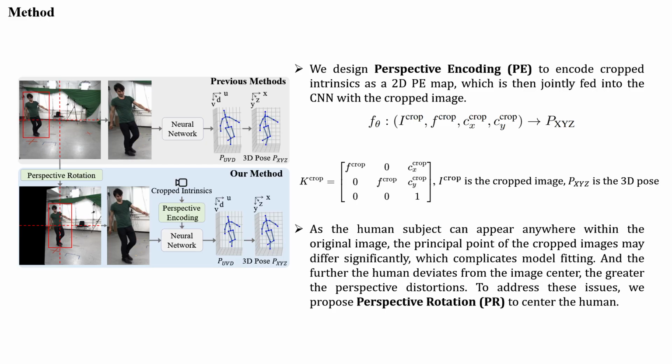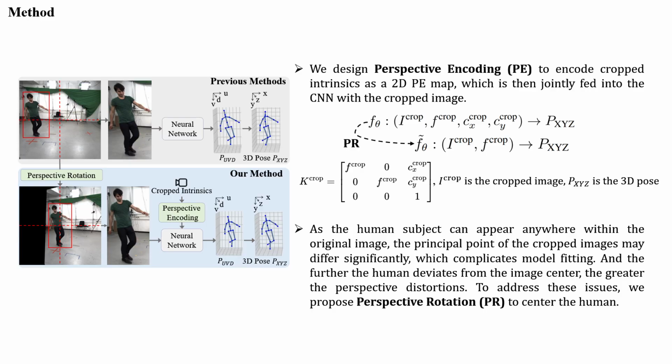However, considering that the human subject can appear anywhere within the original image, the principal point of the cropped image may vary a lot. This makes the model hard to fit. On the other hand, the further the human is from the image center, the greater the perspective distortion becomes. To address these issues, we propose perspective rotation, PR, to center the human, so the mapping can go from this to this, as the principal point becomes consistent across different images.